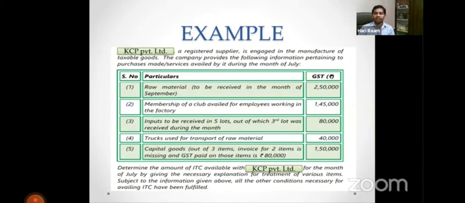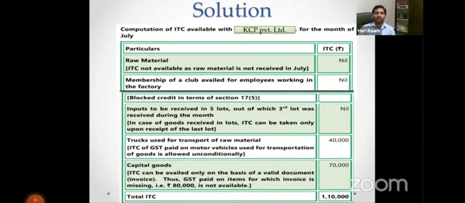And the GST paid for the 2 items is 80,000, which means we have to reduce it from 1,50,000. The balance of 70,000 is eligible. Therefore, we come to the conclusion: nil, and for the last 2 alone, 40,000 and 70,000 is eligible to take credit, a total of 1,10,000. So KCP Private Limited is eligible to take credit of 1,10,000 for the month of July.